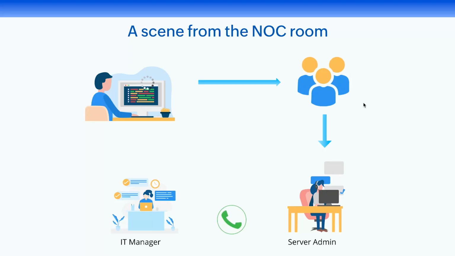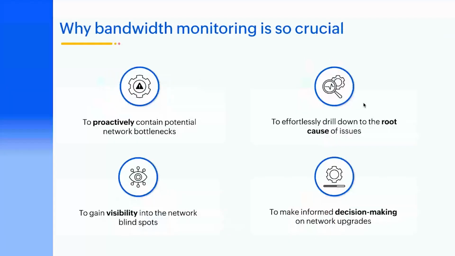This scenario highlights the critical role of continuous network monitoring and the ability to quickly adapt and respond to unexpected issues within a NOC environment. So why is bandwidth monitoring so crucial? We have the following points to prove the importance. Point number 1, to proactively contain the potential network bottlenecks in the environment in order to prevent expensive bandwidth investments.